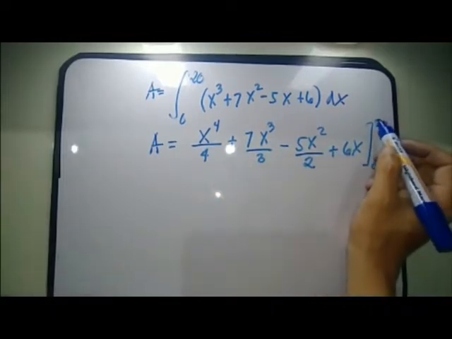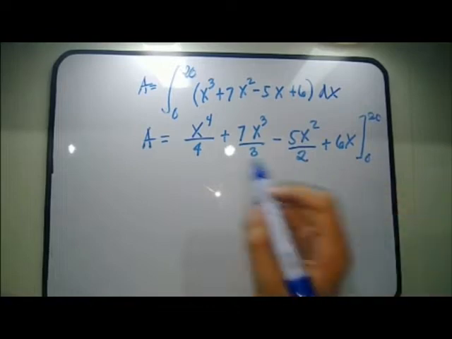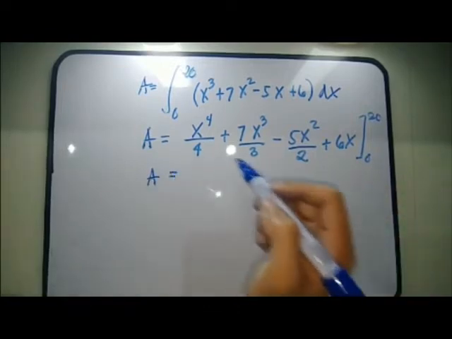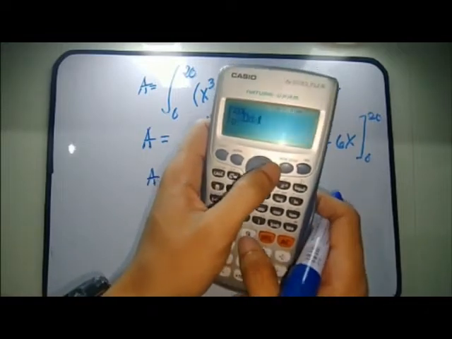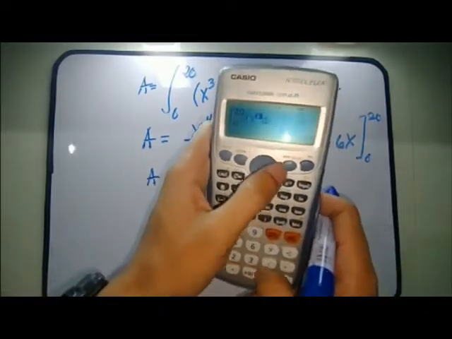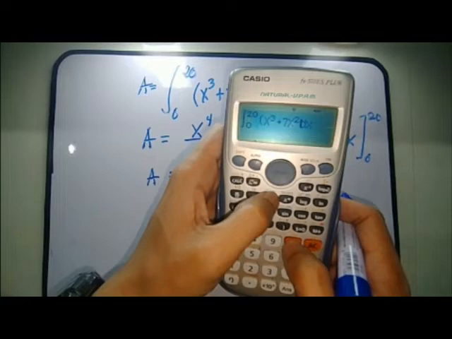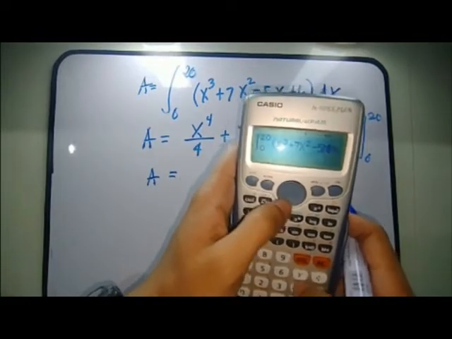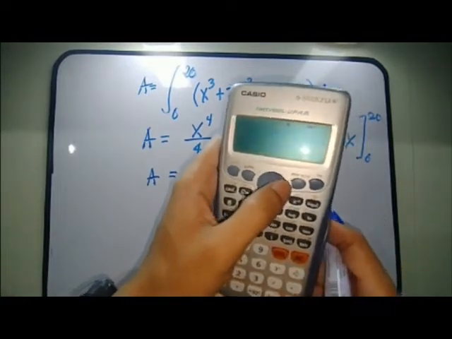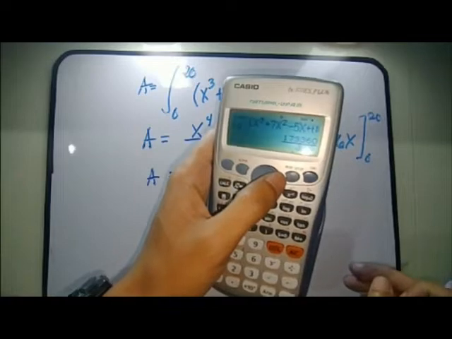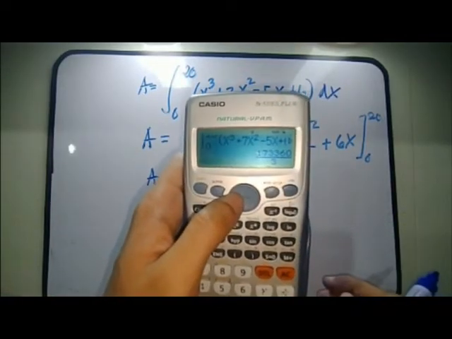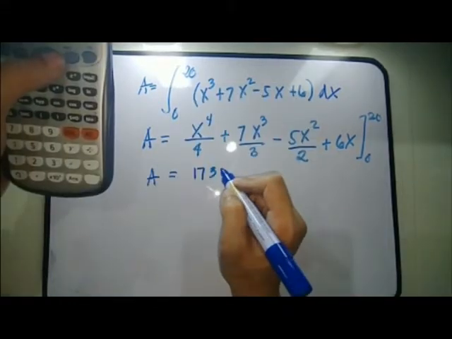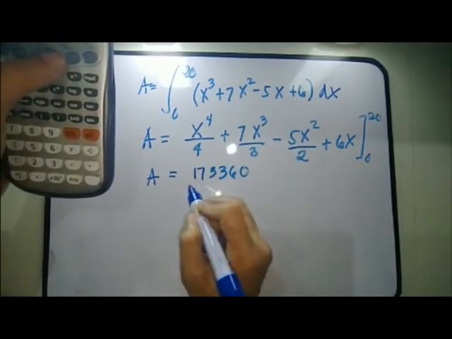So, gamitan natin guys ng calculator. In your calculator, you can actually input directly the integral. So, input lang natin yung integral. And equals, you have here 173,360 all over 3. So, that is our area. So, check na yung area.